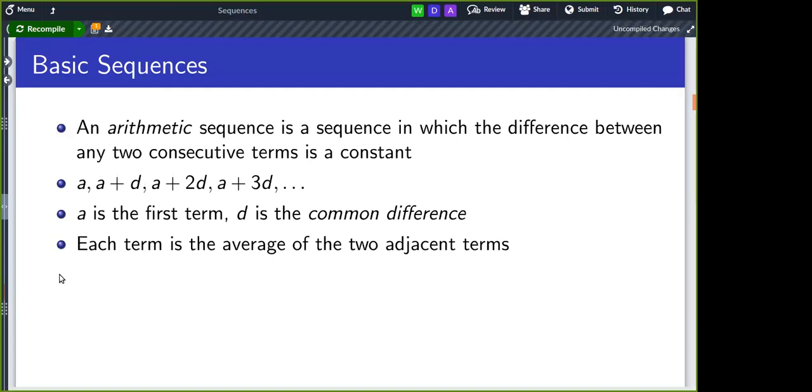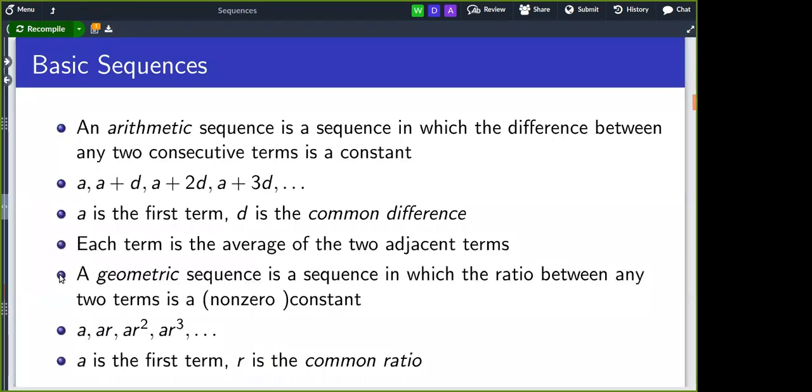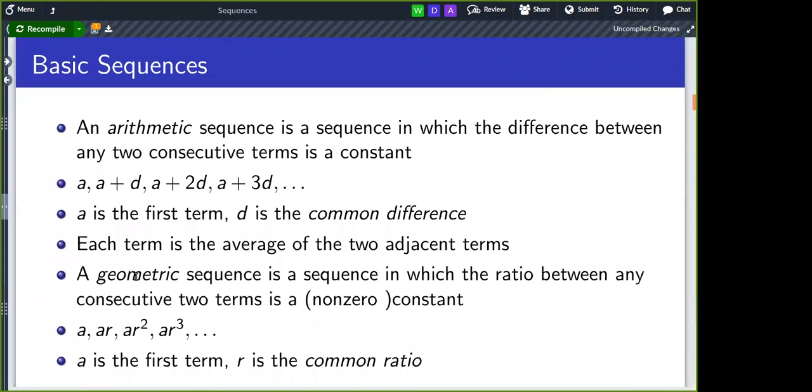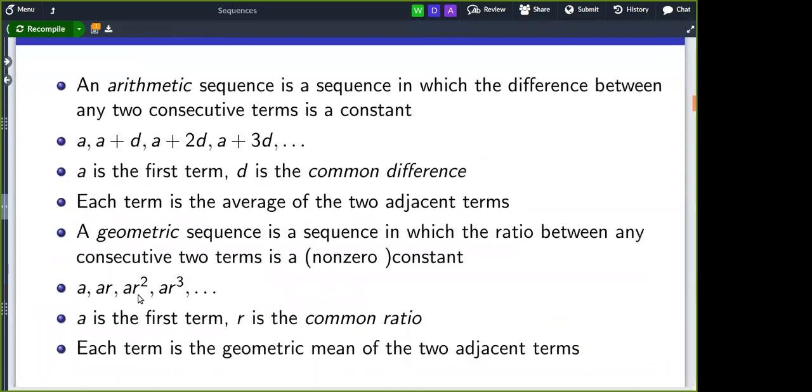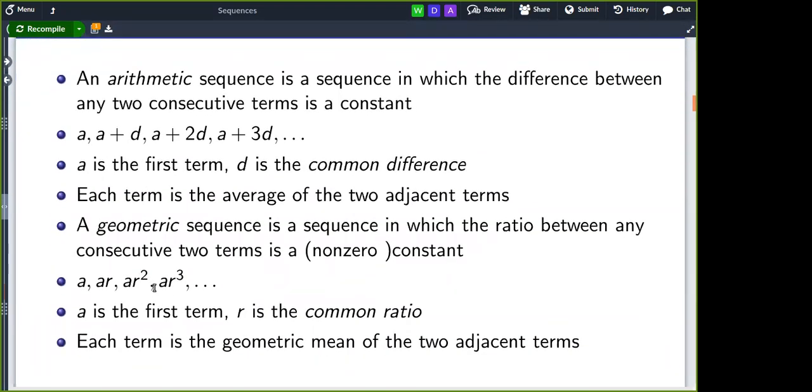And similarly, we have geometric sequences. For a geometric sequence, the ratio between any two consecutive terms is a non-zero constant. And we can write it in terms of the first term and the common ratio now. The form is shown over there. And as with arithmetic sequences, we have a special property of geometric sequences where each term is the geometric mean of the two adjacent terms.